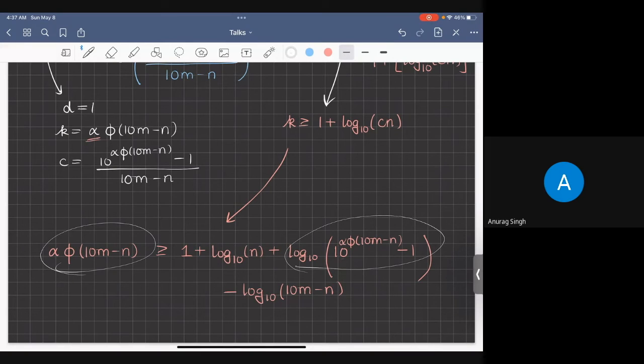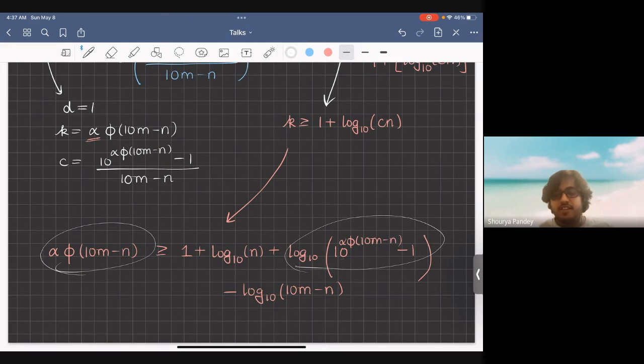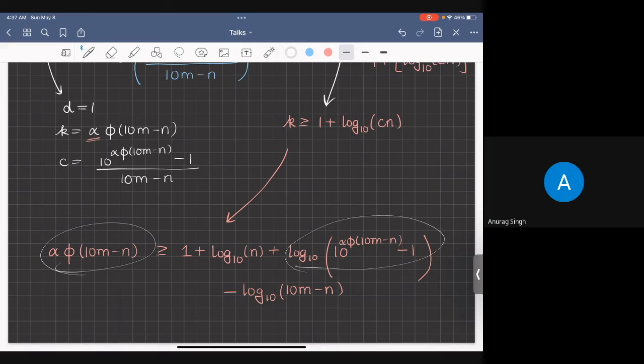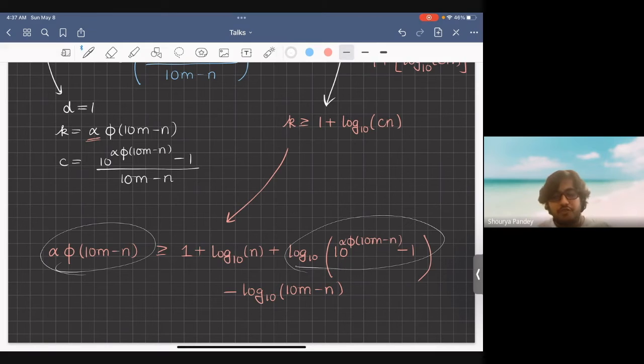We can put alpha into 10m phi of 10m minus n be equal to some k. So we get that some k is greater than or equal to log of... It wasn't clear what you chose your alpha as. Can you say that once more? Yeah, that's fine.